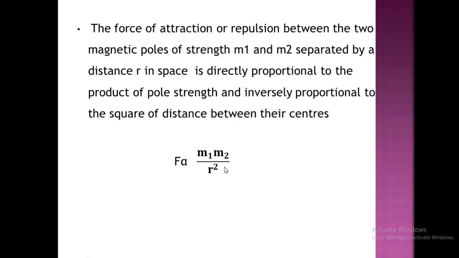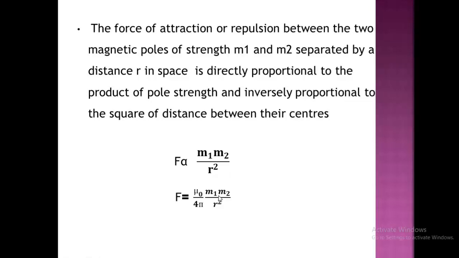What are m1 and m2? M1 and M2 are the magnetic pole strengths. R is the distance between the poles of the magnets. So to change this proportionality sign, we can multiply it with a constant, that is mu 0 by 4 pi into m1 m2 by r square. What is this mu 0? That is the magnetic permeability of free space. Its value is 4 pi into 10 to the power minus 7.